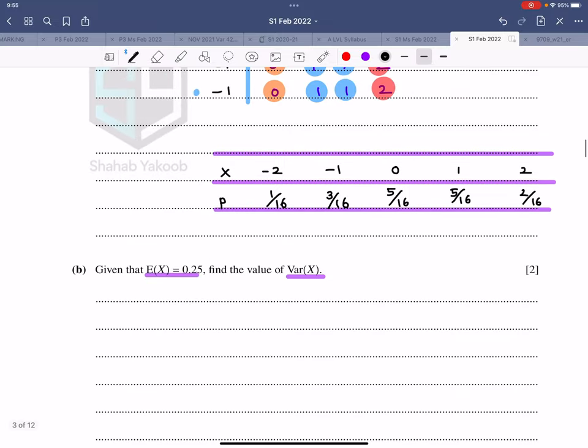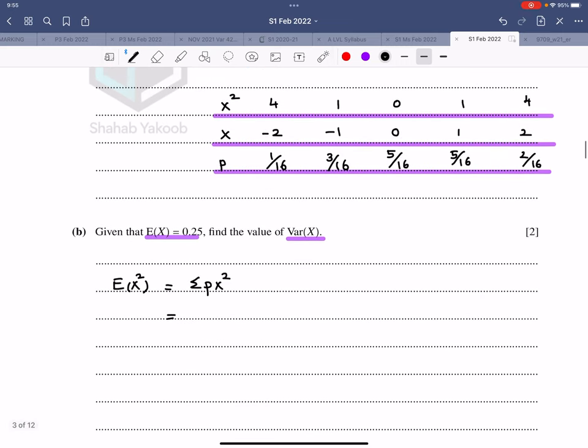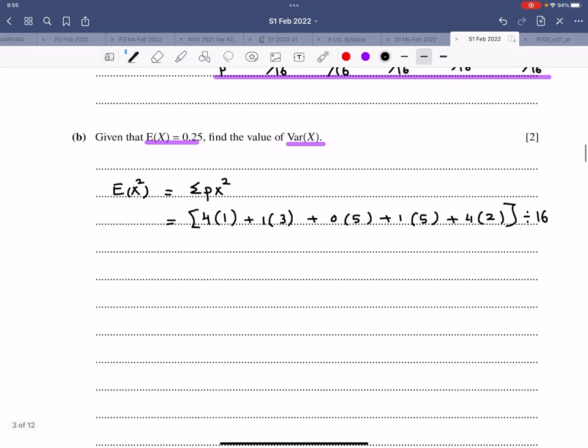Expectation is already calculated for us, and variance of X we need to calculate. So we need to calculate expectation of X square, that is sigma P X square. So let me make a column for X square, that is 4, 1, 0, 1, and 4. So therefore, this is 4 multiplied with 1, 1 multiplied with 3, 0 multiplied with 5, 1 multiplied with 5, and 4 multiplied with 2. Everything added together divided by 16, because 16 was the common denominator. So this is 4 plus 3 is 7, and 7 plus 5 is 12, 12 plus 8 is 20. This is 20 over 16. That is the working for this one.